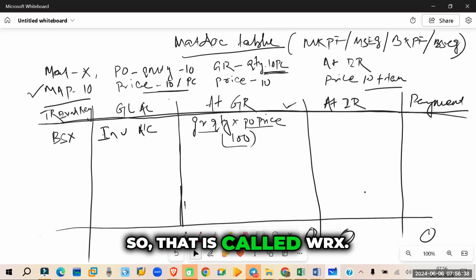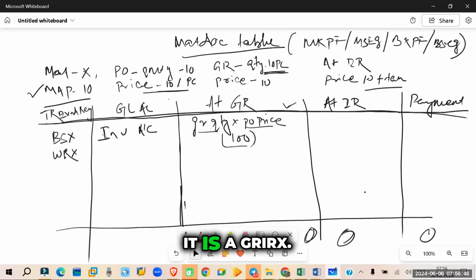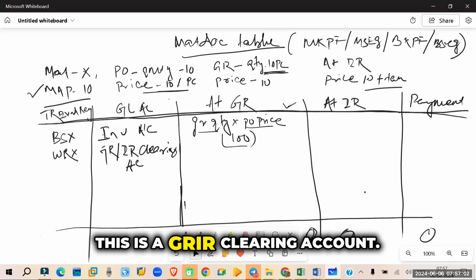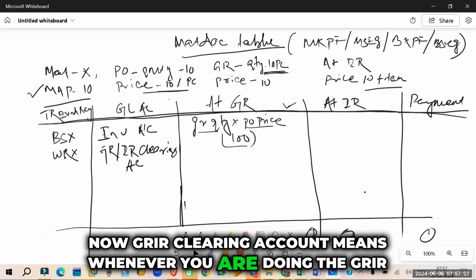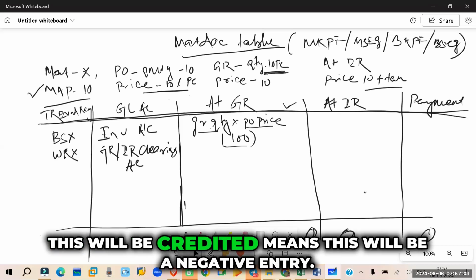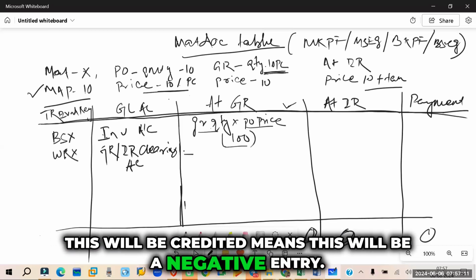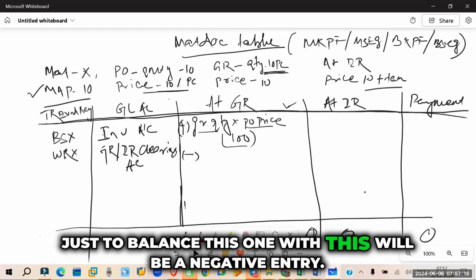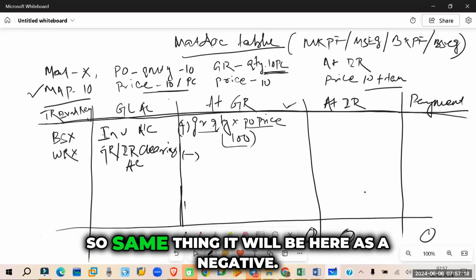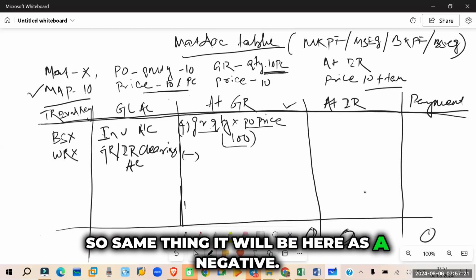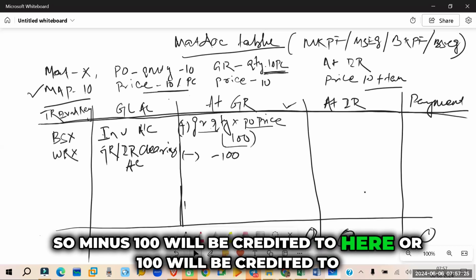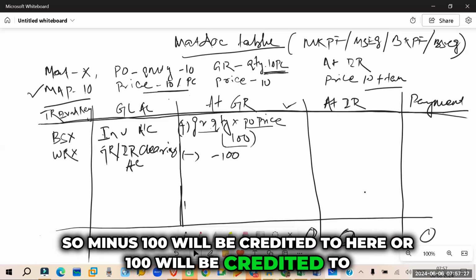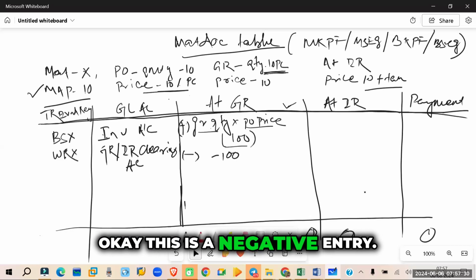That is called RX. It is the GRIR clearing account. Now, GRIR clearing account means whenever you are doing the GR, this will be credited, which means this will be a negative entry, just to balance this one. So same thing, it will be here as a negative. So minus 100 will be credited here, or 100 will be credited here. This is a negative entry.